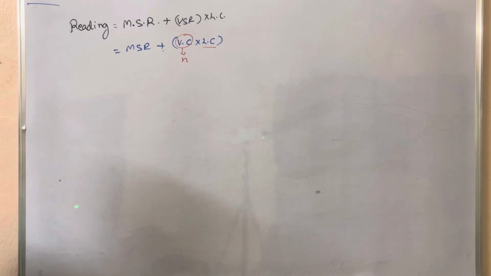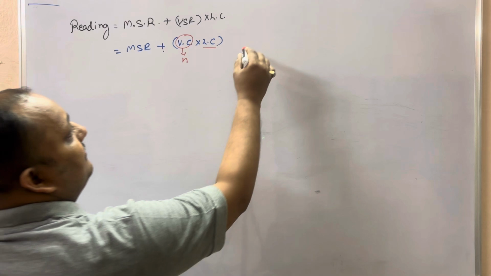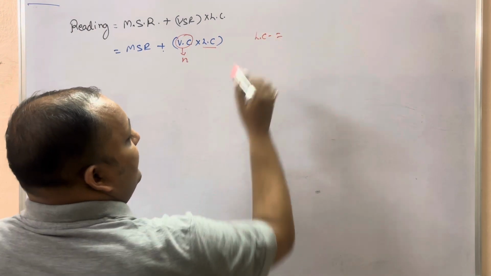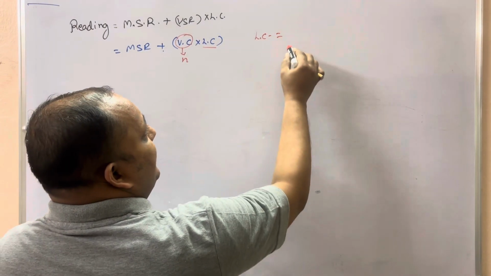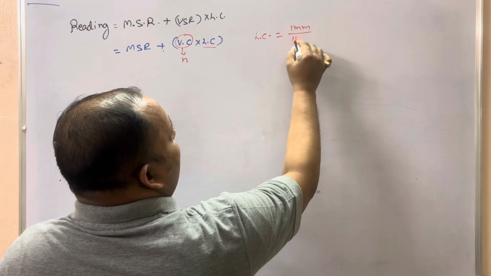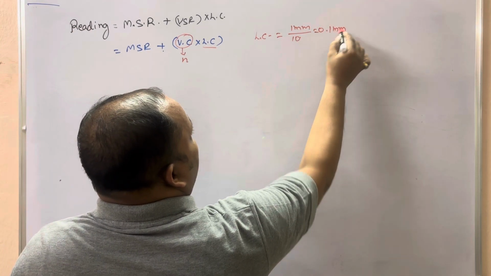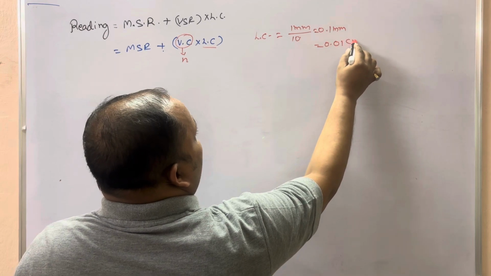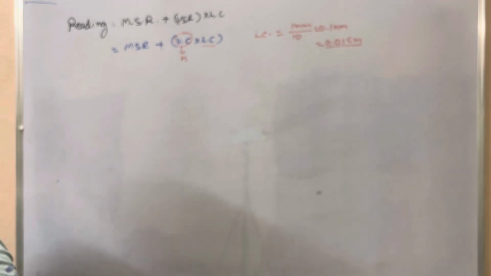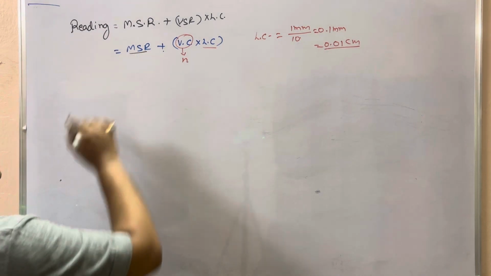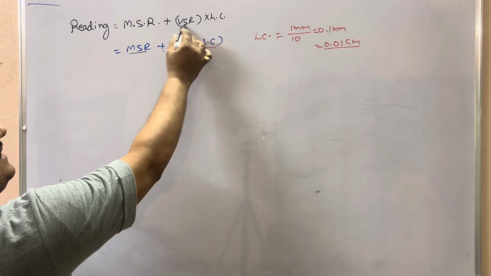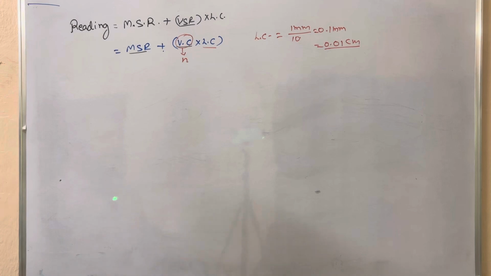So 1 by 10, 0.1 millimeters. Otherwise, what we wrote yesterday in the previous class, least count is equal to 1 MSD by number of VSD. 0.1 mm or 0.01 centimeters. This is the normal least count of the vernier calipers. Now, how to take MSR? How to take vernier coincidence or vernier scale reading?